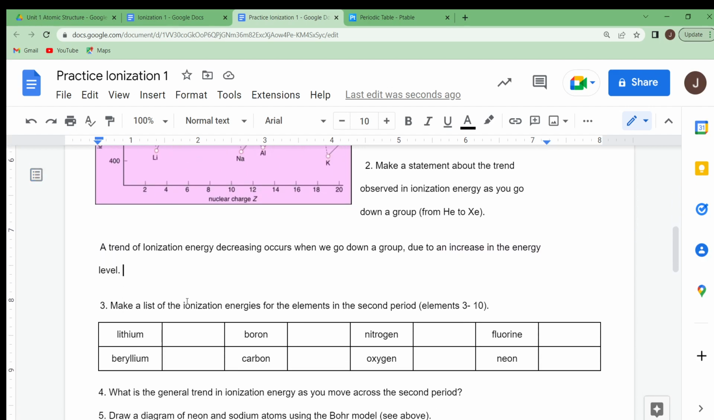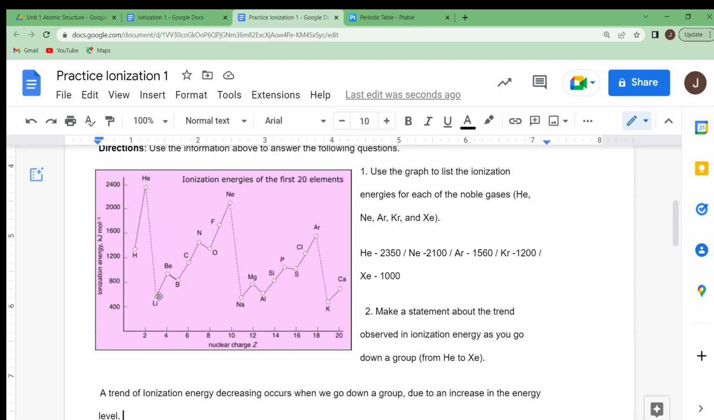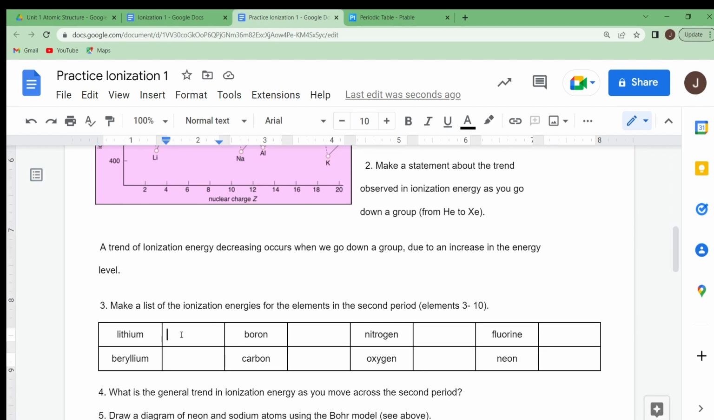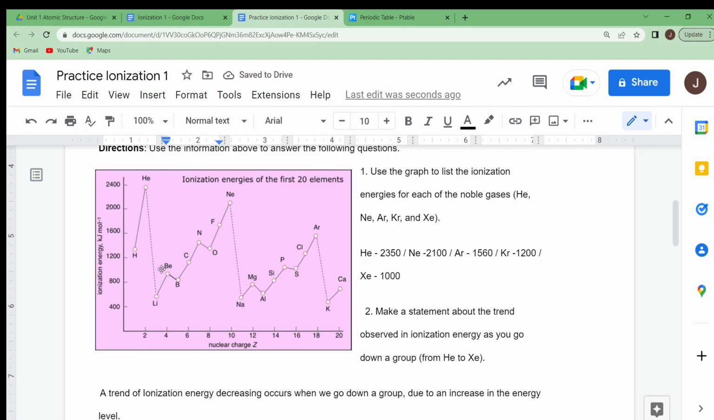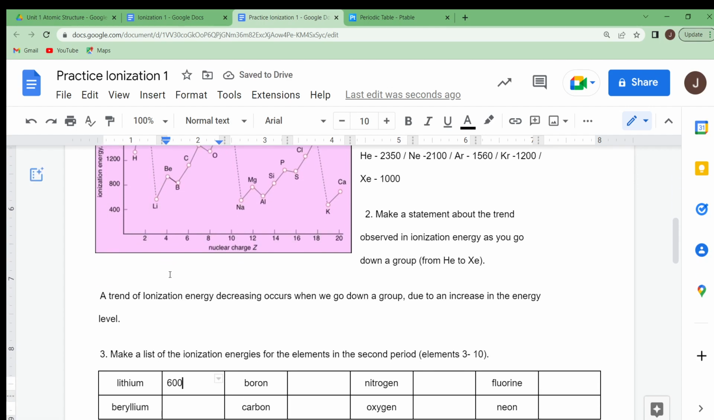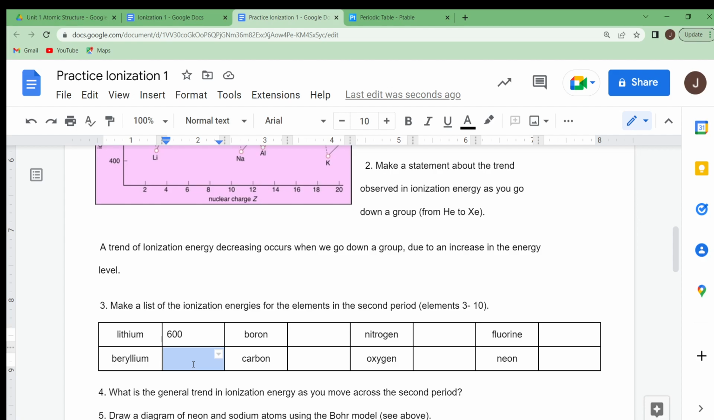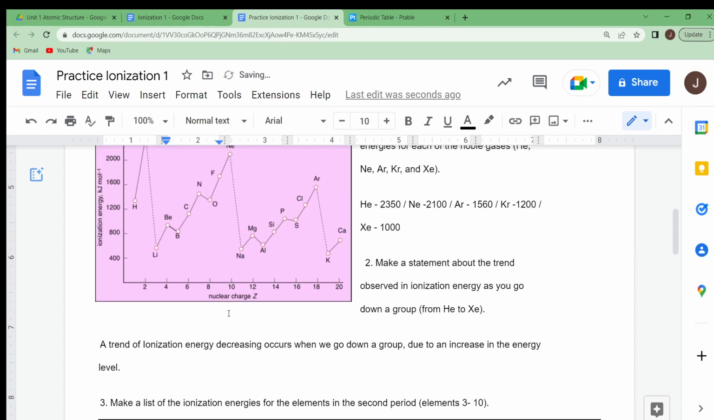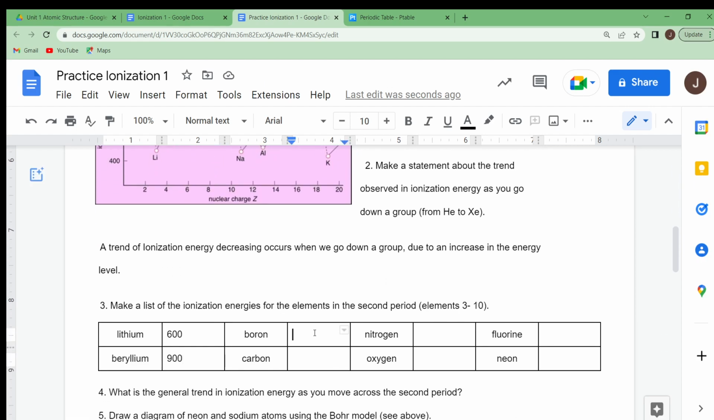Now number three is another one where it's just wanting us to look at these graphs and say, where is our ionization energy? Lithium here, it looks like it splits the difference. I'm going to say that's about 600. Then we're going to look at beryllium, and beryllium looks like it's about 900. Then we have boron, and notice that boron goes down just a little bit, so boron's about 800.